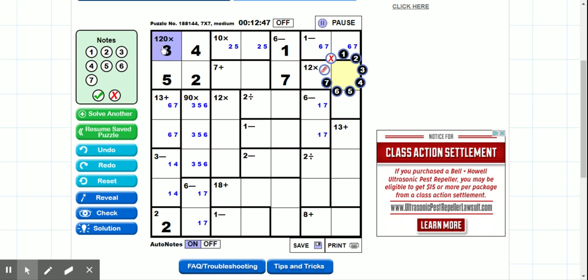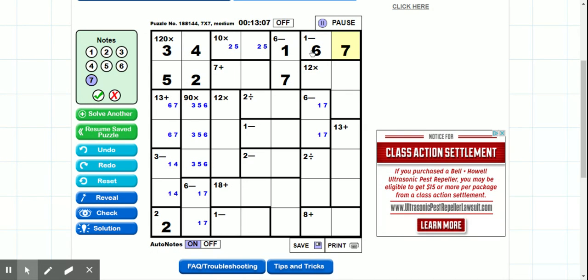So far we've narrowed down these two columns and the top row. But there's another thing to look at here, which is in this column, the 7 has to be in either of these two cells. So we actually can't have a 7 here. That has to be a 6, and so we know the 7 has to be there.